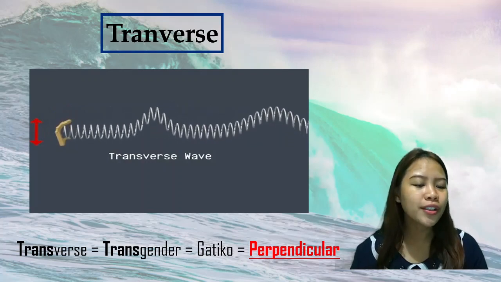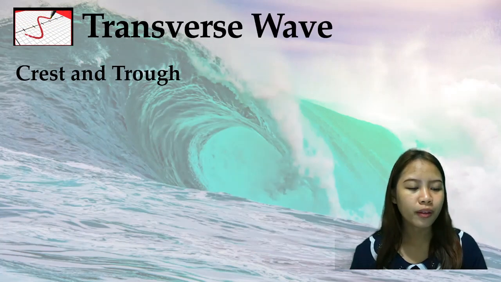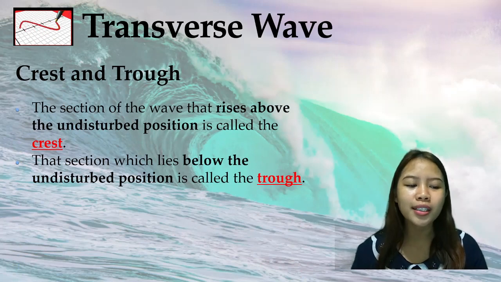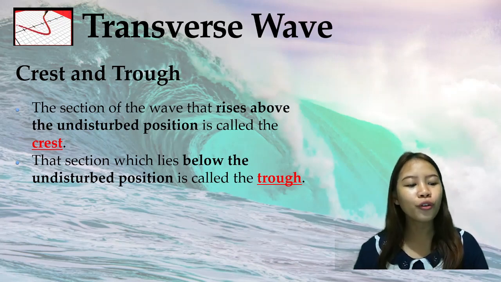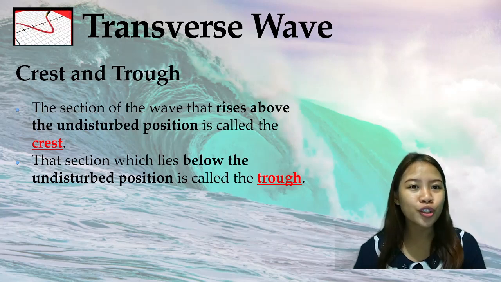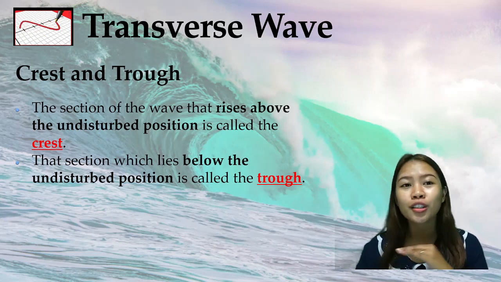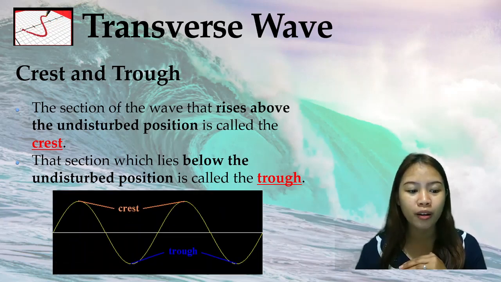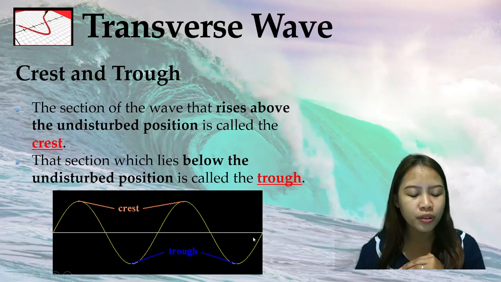Now, in a transverse wave, we have here the crest and the trough. Of course, the crest is the highest position or the highest point of the wave from its undisturbed position. Okay? So, this is the crest. This is the undisturbed position.